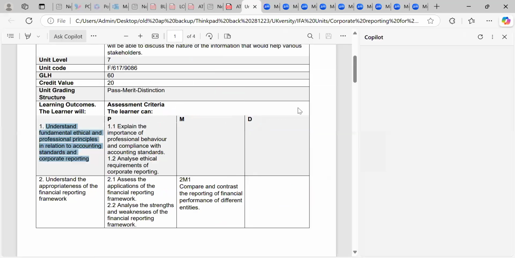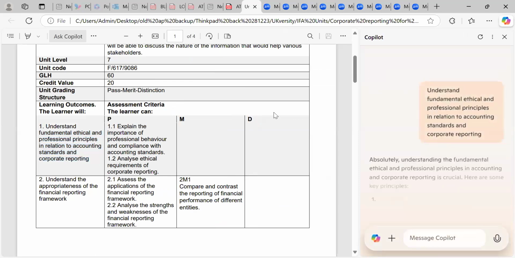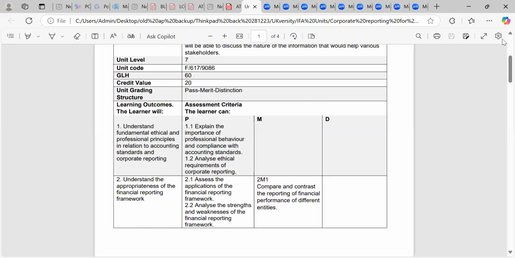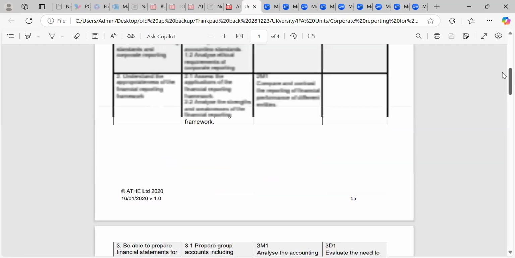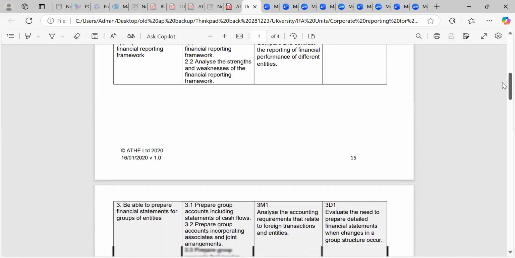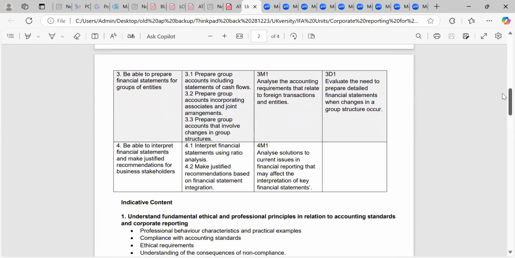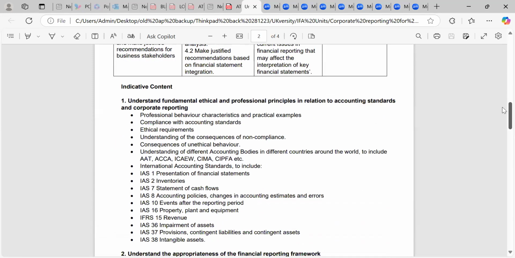We have assessment criteria under LO1: explain the importance of professional behaviors, why it is important, and second, analyze the ethical requirements. Lesson two will cover understanding the appropriateness of the financial reporting framework, where 2.1 is the application of financial reporting. Lesson 3 will go through preparing the financial statements of a group of entities, and lesson 4 will go through interpreting financial statements. So those will be the key parts.